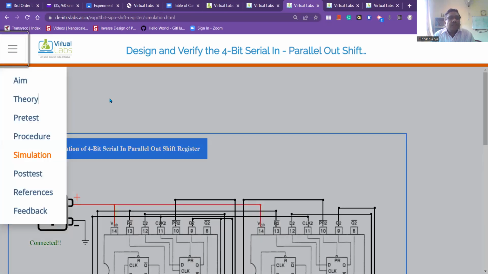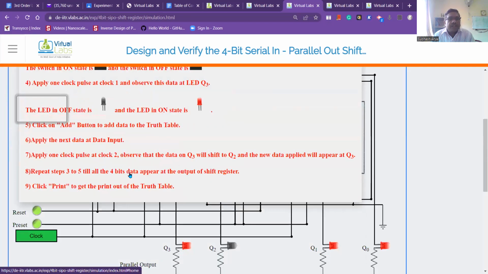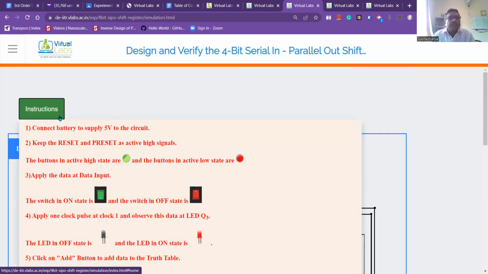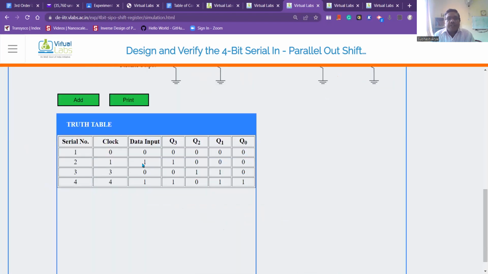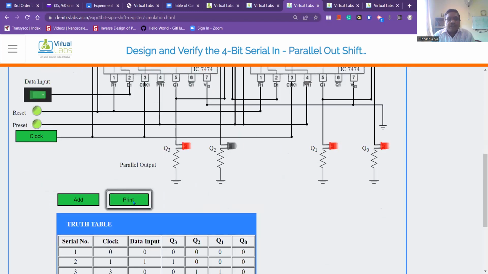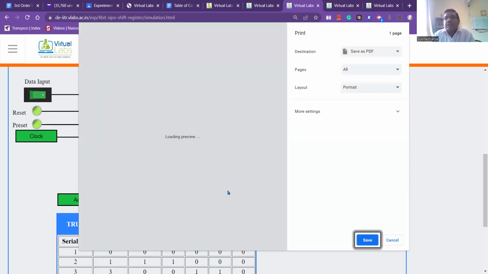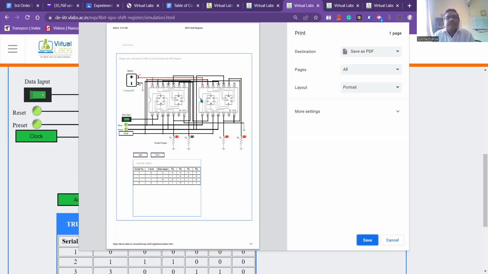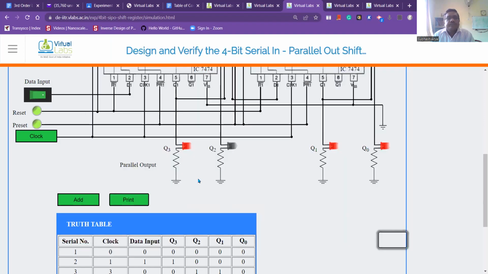Now let us see, this is the instruction you can read before doing the experiment, and you can print this circuit as well as the truth table by pressing on print. You can see it will come here. So this is the truth table as well as the circuit diagram.